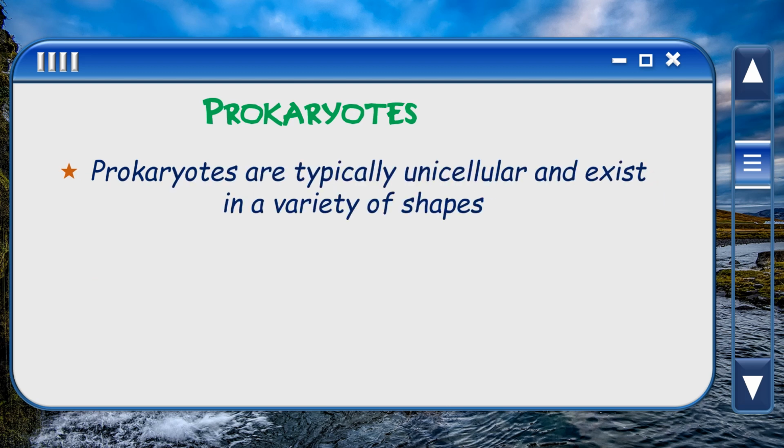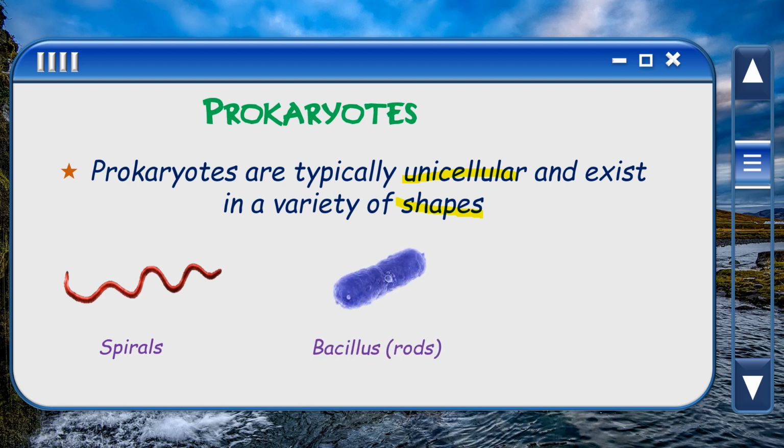The prokaryotes are typically unicellular, meaning they are made up of one cell, and they exist in a variety of shapes. We have the spiral type. There is the bacillus type, which is like a rod type, and we have also the coccus type.